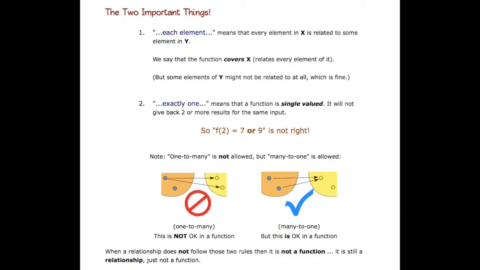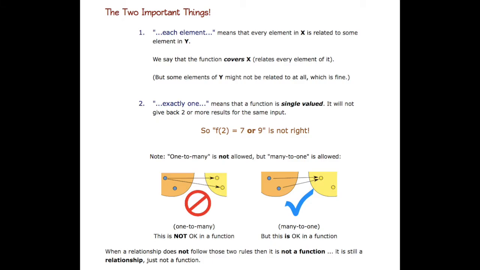Second, exactly one, meaning that a function is single valued. It will not give back two or more results for the same input. So for example, f of 2 is equal to 7 or 9 is not right. Note that 1 to many is not allowed, but many to 1 is allowed. 1 to many is not okay in a function, but many to 1 is okay in a function.